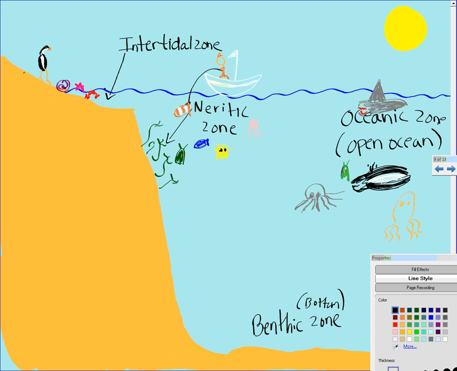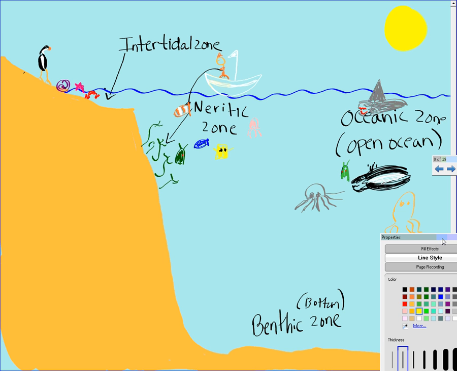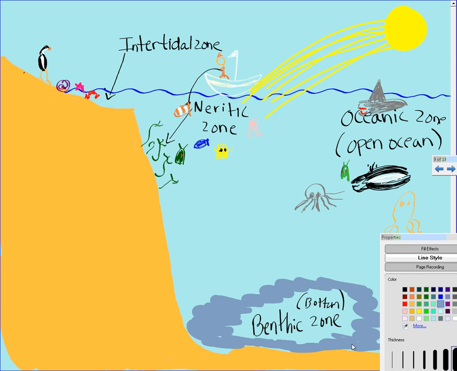Why? Is it light down there? No, it's very dark. In fact, your neritic zone is going to be the zone that's going to get much sunlight. That's why your plankton will thrive there. Your benthic zone is very, very dark down here. This is your dark water.